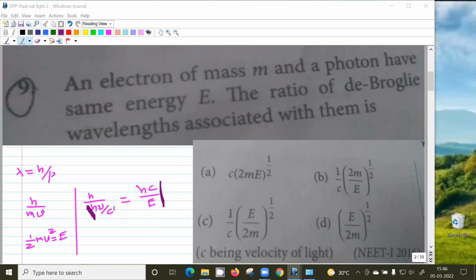This formula you have to remember. Energy of photon you already know, h nu. So momentum is h nu by c, and mass of photon is 0. That also you just write it down. m of photon is 0. Okay, so that you don't get confused.